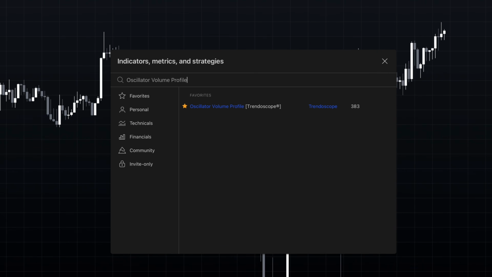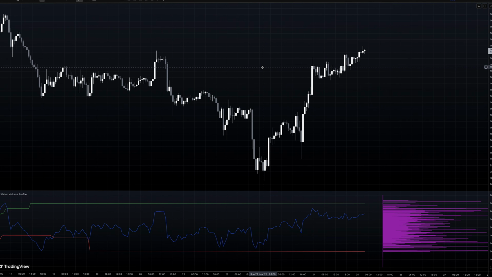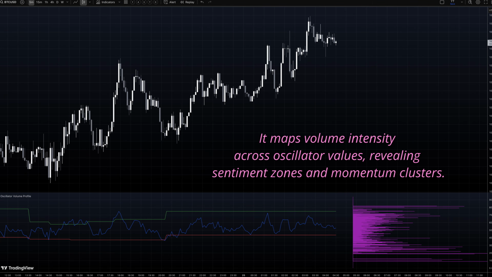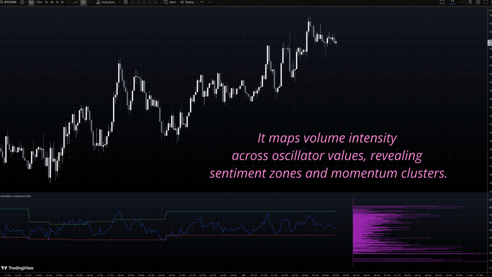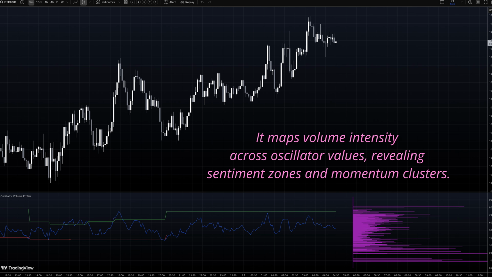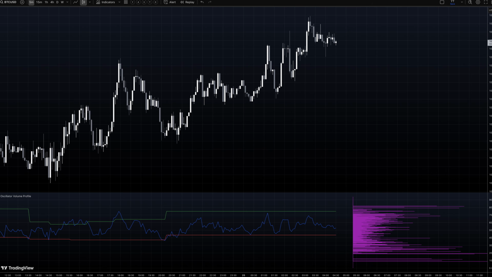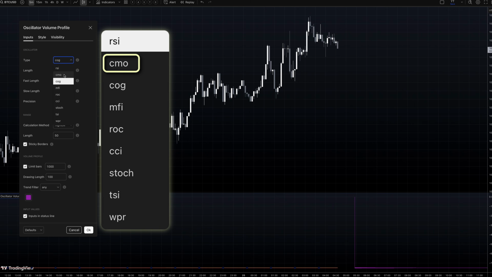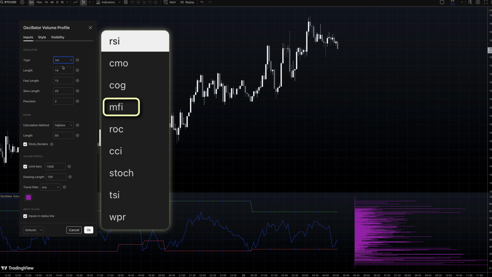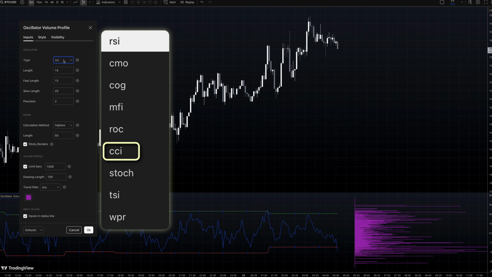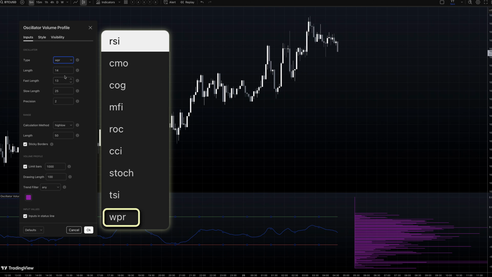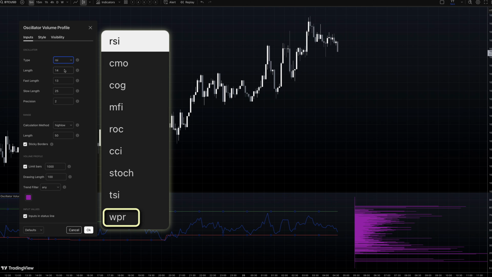Oscillator Volume Profile. Created by Trendoscope, this indicator combines traditional oscillators with volume profile analysis to reveal where trading activity concentrates at specific oscillator values. Rather than examining price-based volume distribution, it maps volume intensity across oscillator readings, creating a unique perspective on market sentiment and momentum clustering. The indicator supports 9 different oscillators including RSI, CMO, COG, MFI, ROC, CCI, Stochastic, TSI, and Williams %R, allowing traders to analyze volume distribution patterns across various momentum measurements.